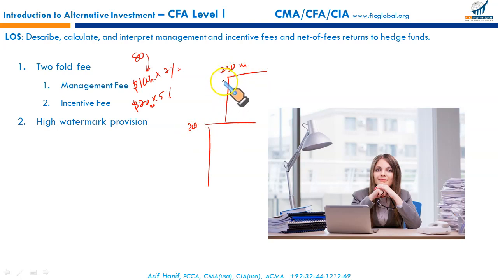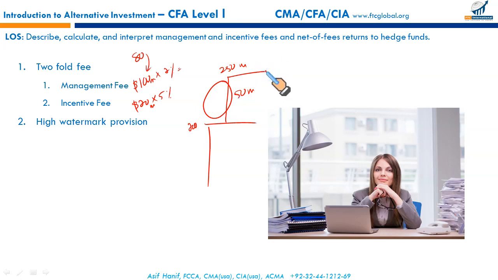So you would be paid only on this differential. If the net asset value is higher than the previous one, so this 50 million, that would be the basis for calculating your incentive fee. So high watermark is typically the highest value reported by the fund.